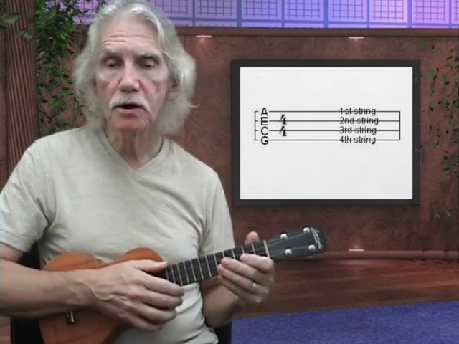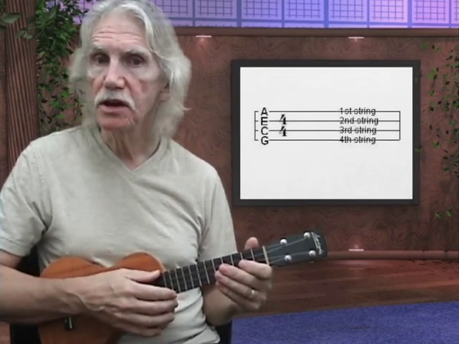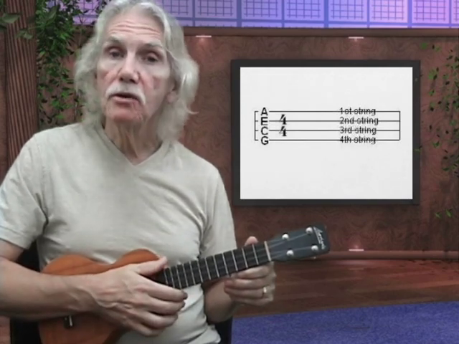Now here you can see one measure of tab. Usually in the first measure, I'll include the tuning, which in this case is standard tuning, G, C, E, and A. You'll notice that the fourth string is the one on top as you're playing the uke, and the first string is the one nearest to the floor.